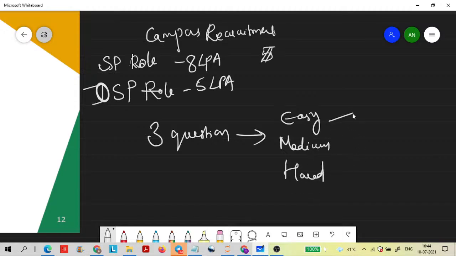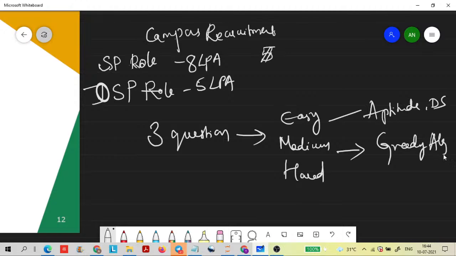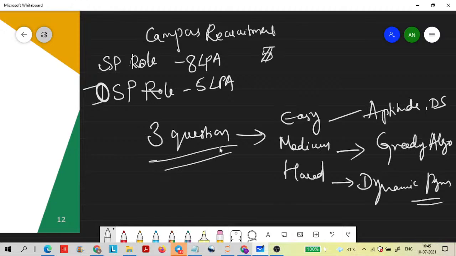Okay, so easy will be based upon your aptitude and data structure. You can solve the questions with greedy algorithm type questions, and hard is for dynamic programming type questions. Okay, so this is about your complete test pattern and all.